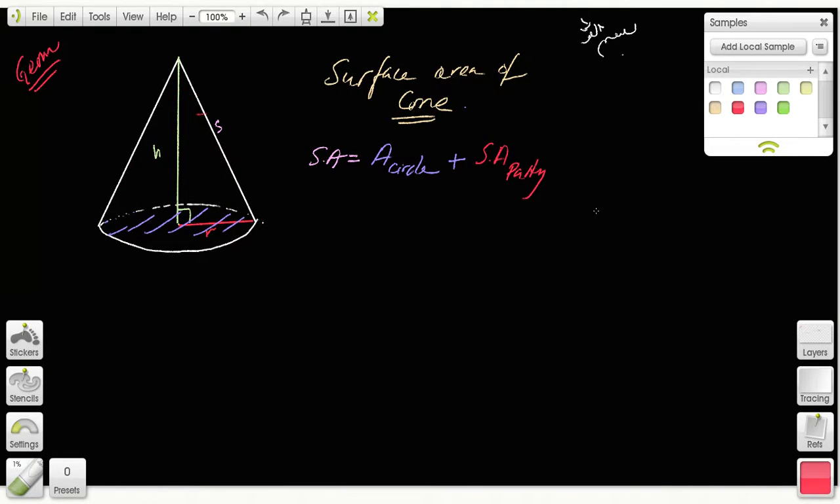So the surface area of the cone is going to be the area of the base plus the lateral area, which is the area of the party hat, which is the cone part of the cone. So this is easy enough, right? The question is, how do you find the lateral area of this cone? Now, that's the tricky part.